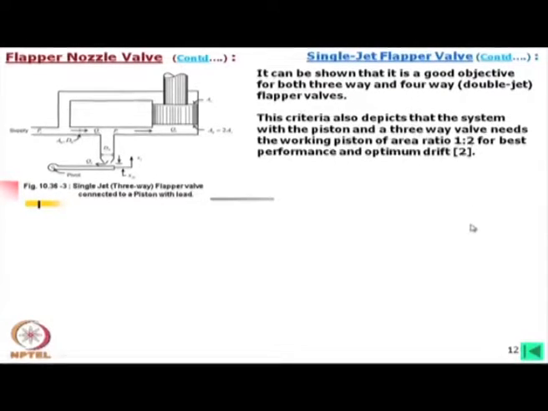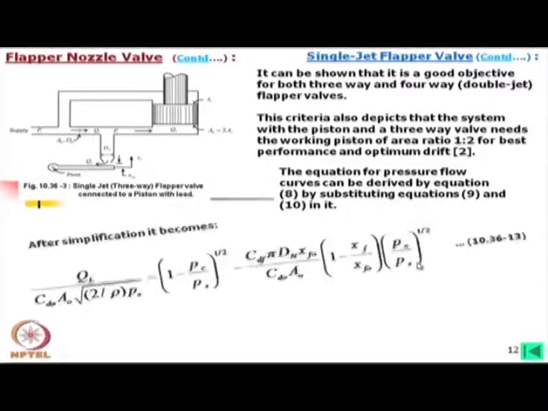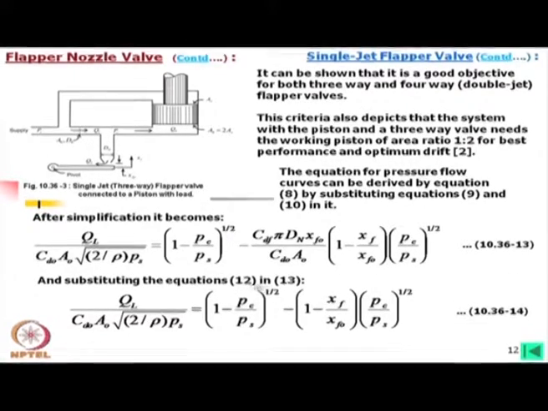But this is important, however, we are not analyzing the drift. To know about this drift, we should consult these references. The equation for pressure flow curves can be derived by equation 8 and substituting equation 9 into 10, and then these equations become like this. So this is for the pressure flow curve, we derived these equations. You just substitute this and you can arrive at these equations. Now, similarly, substituting 12 and 13, we get these equations.